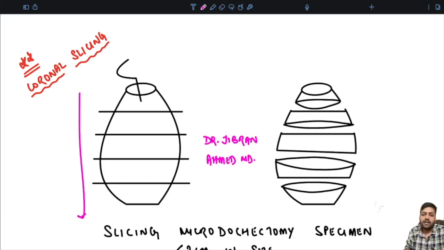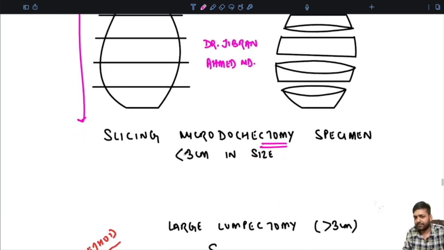Again, this is done for slicing the microductectomy specimen, because the ducts are dilated and they are oriented in an anterior to posterior or superficial to deep orientation. So for microductectomy specimens which are less than 3 centimeters, you go for this coronal slicing like this.